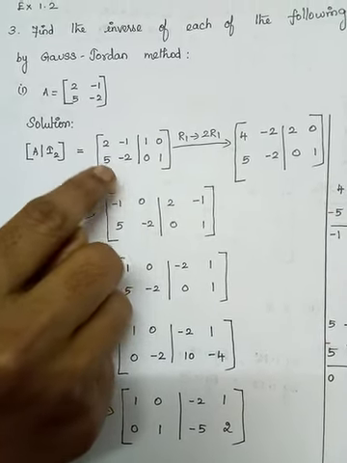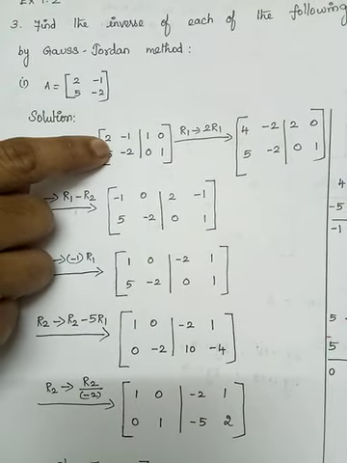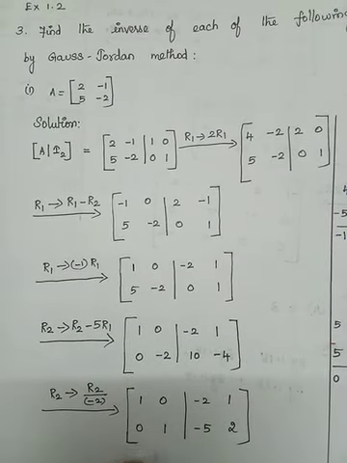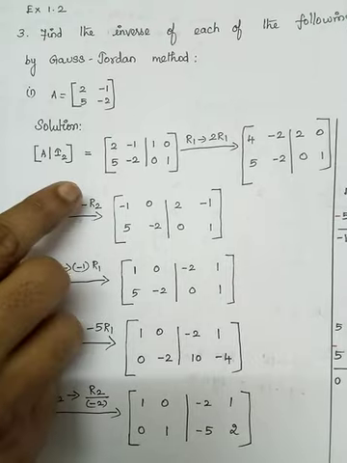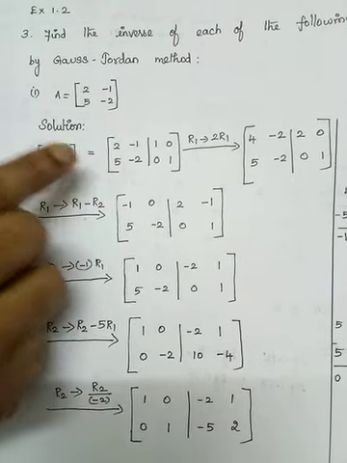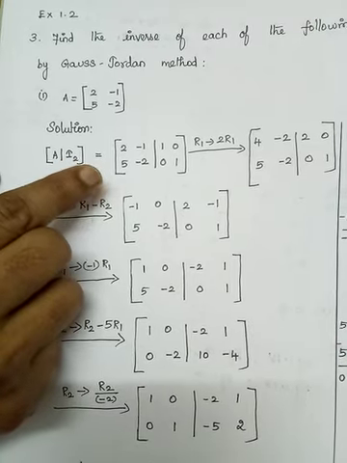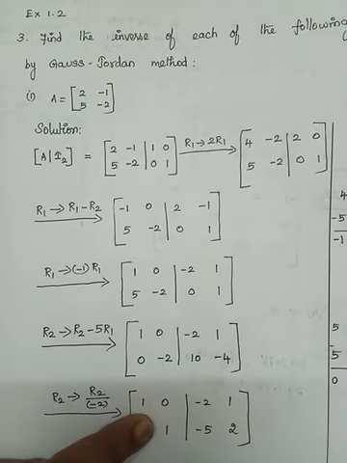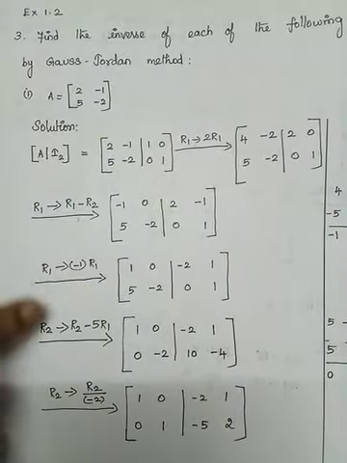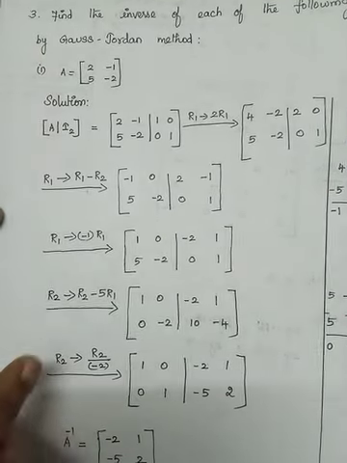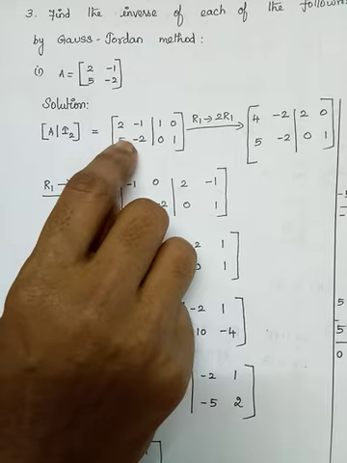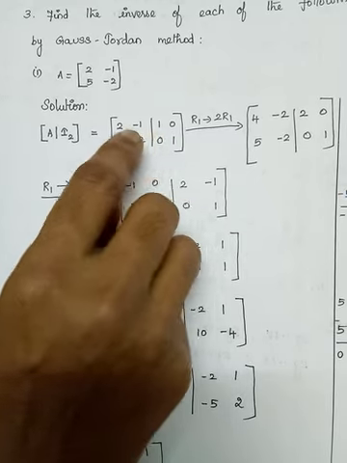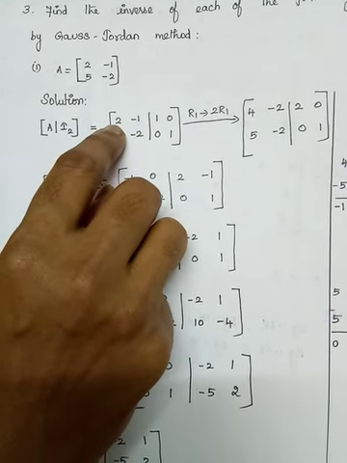So what do we have to do now? We have to bring this A matrix to the identity matrix 1 0 0 1 by doing elementary row transformations. So the Gauss-Jordan procedure is to bring this A matrix to the identity matrix by doing elementary row operations, or elementary row transformations. What is your aim? You have to bring this A matrix to the identity matrix.